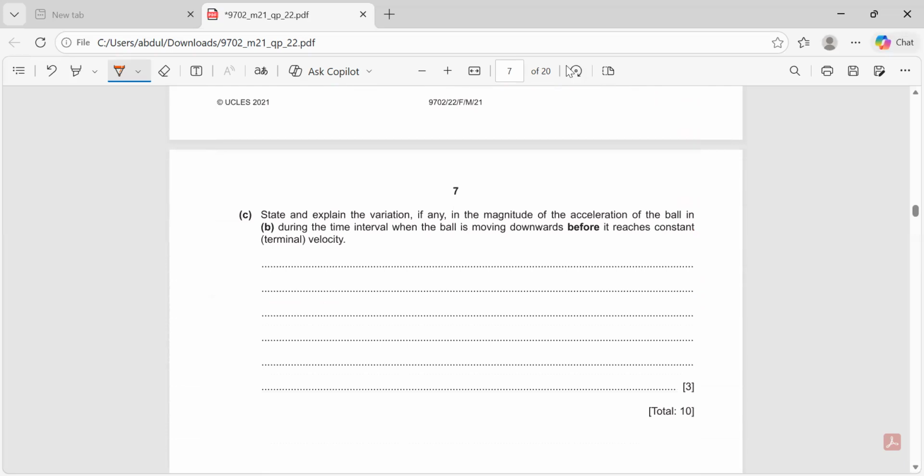What is this? State and explain the variation, if any, in the magnitude of the acceleration of the ball in part B, during the time interval when the ball is moving downward, but before it reaches constant terminal velocity. Constant velocity or terminal velocity. This is also something like IGCSE.